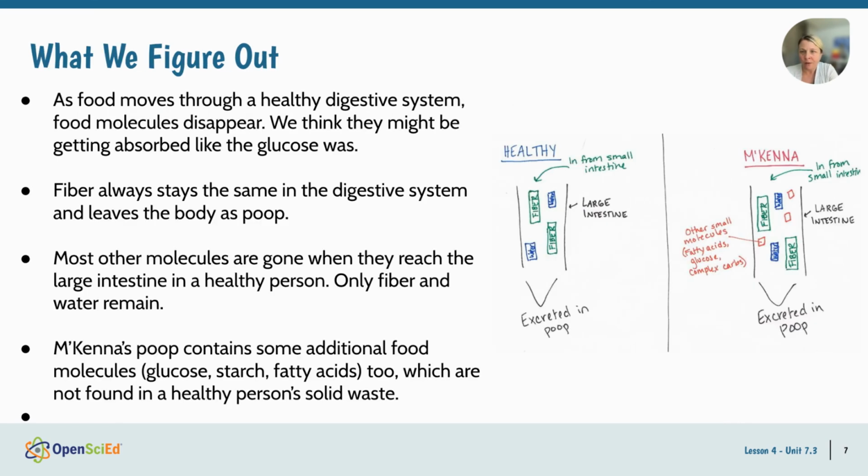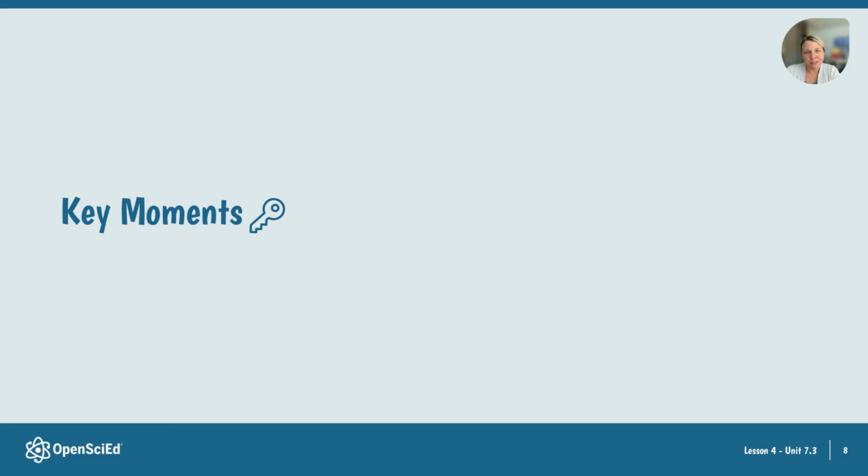What we end up figuring out is a lot, even though this is only a 1 day lesson. We see that as the food moves through a healthy digestive system, the molecules seem to disappear, and we think they might be getting absorbed like the glucose was. The fiber always stays the same in the digestive system and leaves the body as waste. And most other molecules are gone when they reach the large intestine in a healthy person. Only fiber and water remain. And McKenna's poop contains some additional food molecules, being glucose, starch, and fatty acids as well, which are not found in a healthy person's. Let's slow down a little and dig deeper into those 3 key moments that we identified.